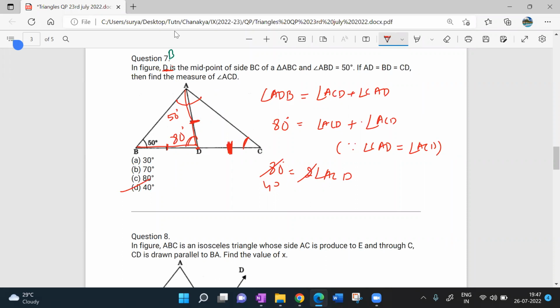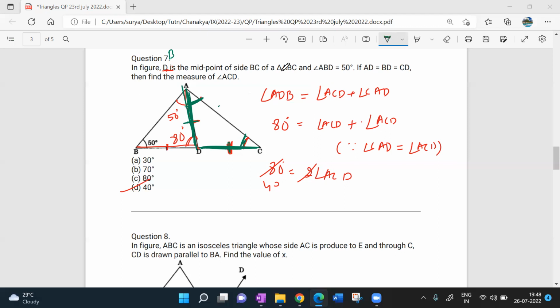Yes, sir. I have a doubt, sir. How is that same, sir? CAD and ACD. Okay. Because angles opposite to equal sides are equal. You get this here. AD is equal to CD or not? Both these are equal, beta. Yes, sir. Opposite angles in the triangle are equal. So ACD, you understood now?